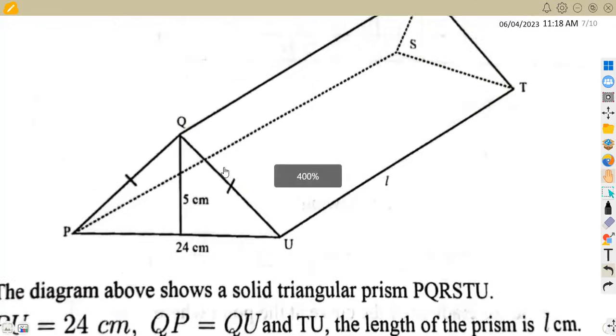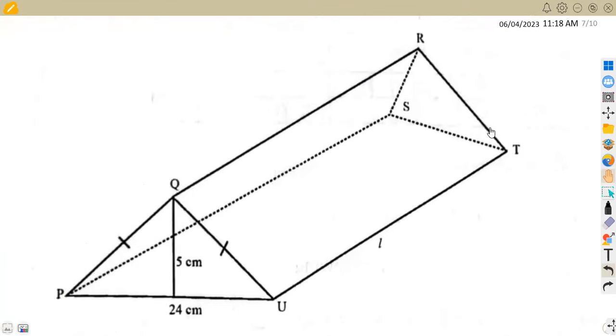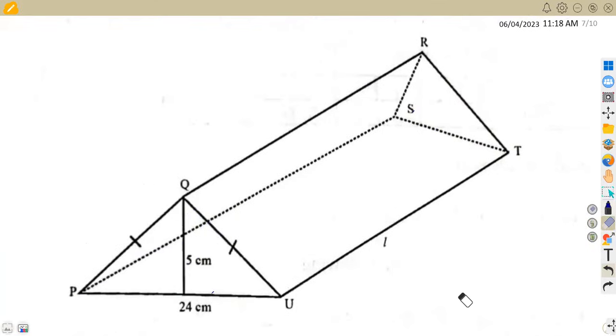So take note, this shape that we see here, this triangle, is our base triangle, and it is the same as this triangle that we have here. So that is what we are actually having in this case. All right, so what was the question? Let us check what we are given.